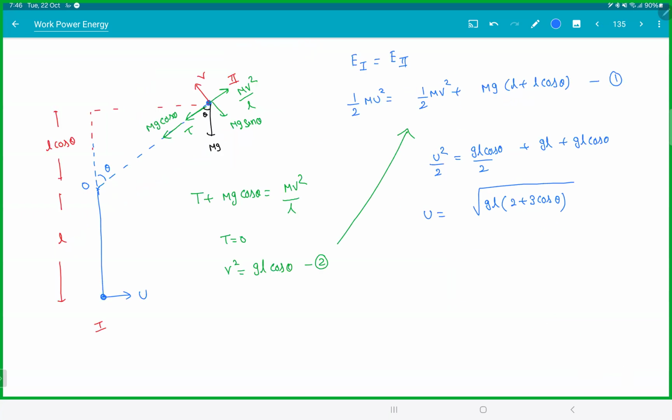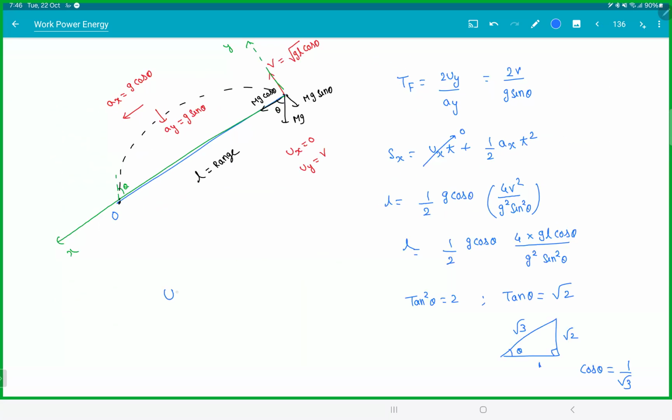Now from the previous question, speed u is root over GL (2 plus 3 cos theta). This is GL into 2 plus cos theta, which is 1 by root 3. GL into 2 plus root 3. Check.